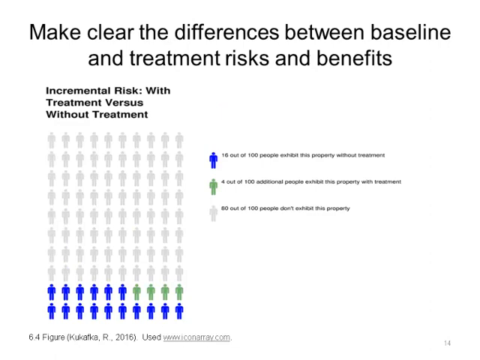On this slide, you see an icon array in an incremental risk format designed to make the differences between baseline and treatment risks clear. As most treatments have side effects, it is important for patients to understand the likelihood they will experience one and make clear the differences between the baseline risk of a side effect or risk that is present without treatment and the incremental risk experienced due to the treatment. The icon array you see helps to facilitate comprehension by visually separating baseline risk from treatment risk. The people in blue represent the patient's baseline risk, and the people in green represent the additional people who would experience the side effect due to treatment.